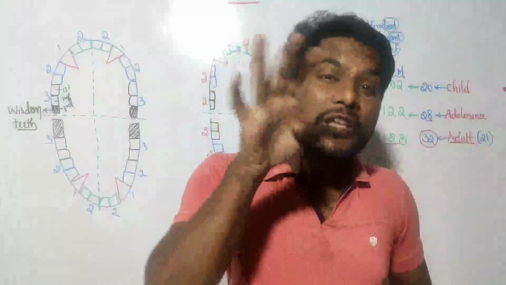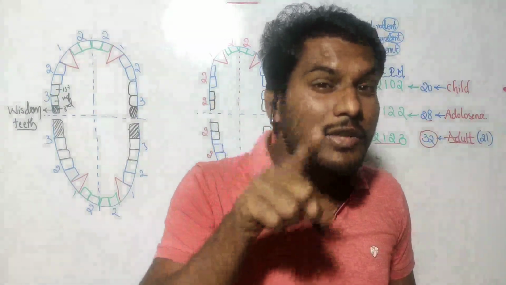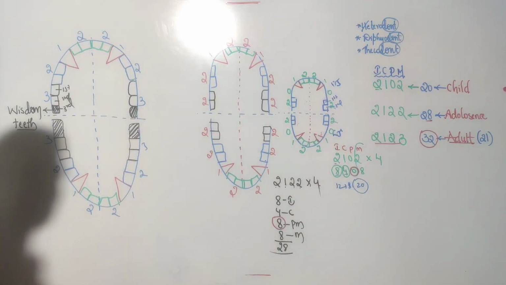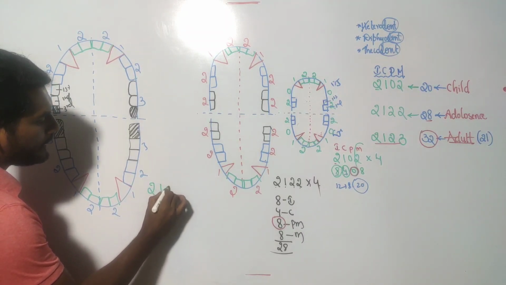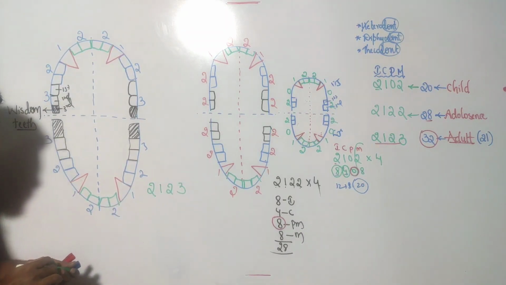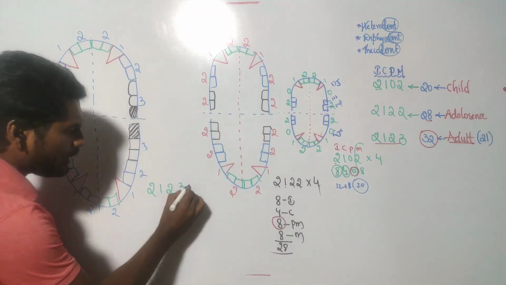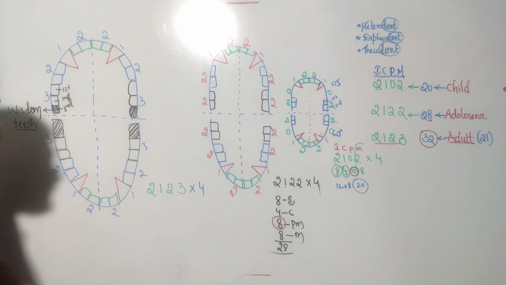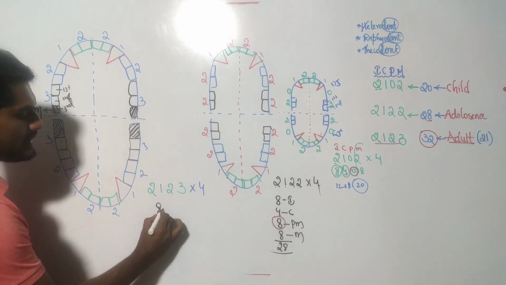Total 4 wisdom teeth. Wisdom teeth is which molar? Third molar. So now you multiply. What is the dental formula for an adult? 2, 1, 2, 3. You have to multiply it with 4. When you multiply it with 4, what are you getting? 4 2s are 8.